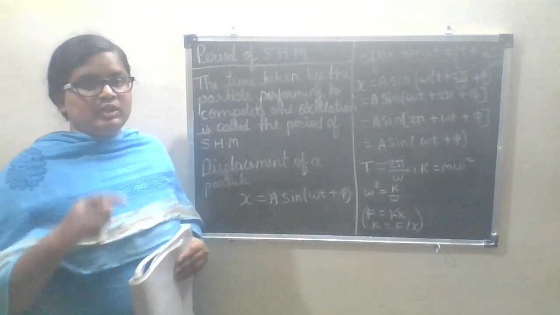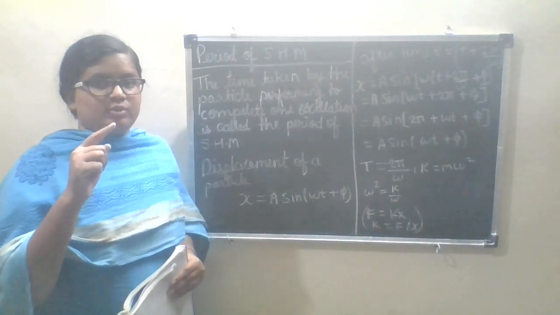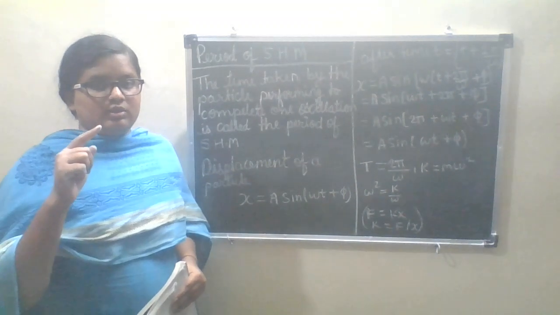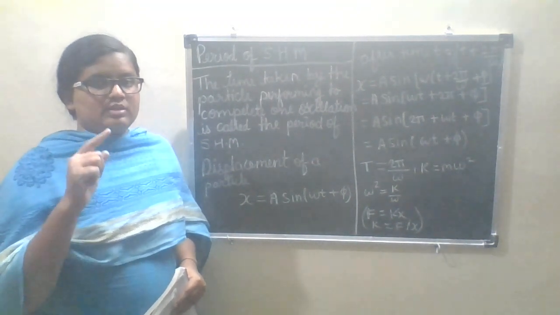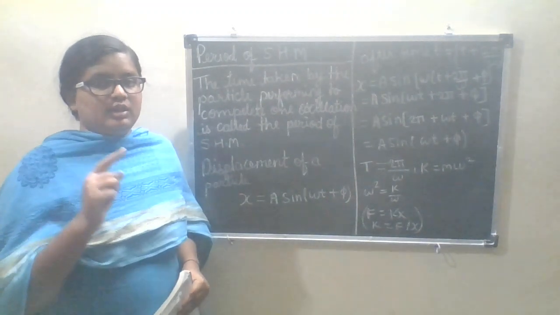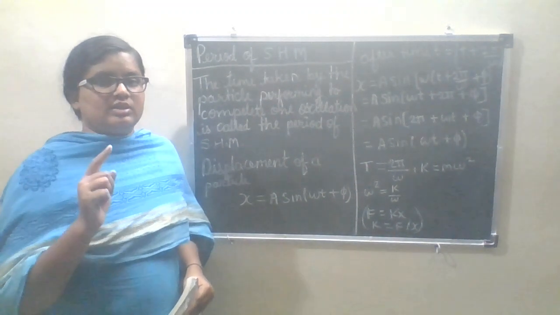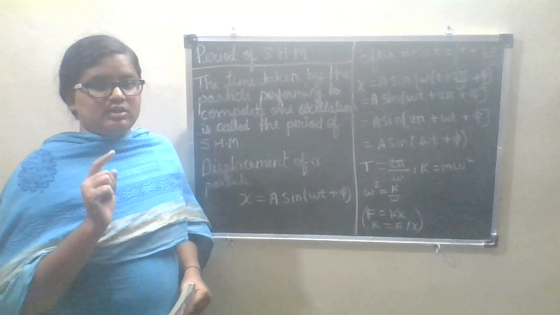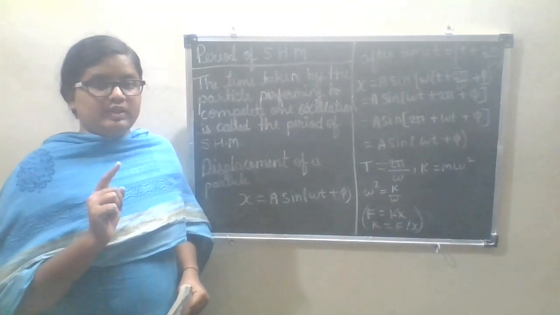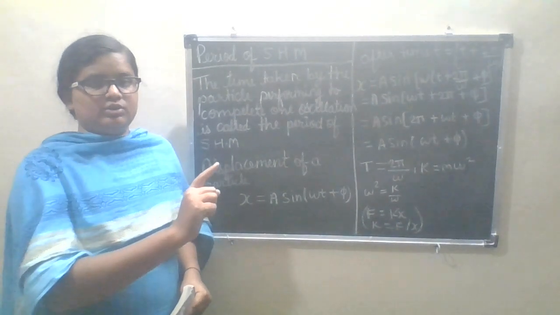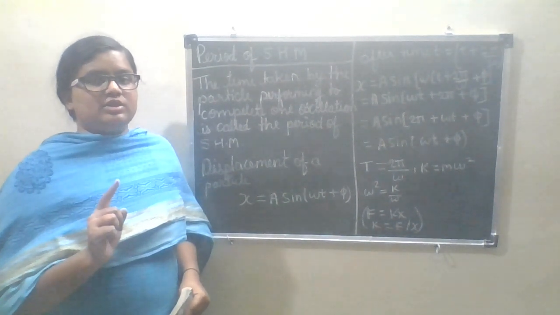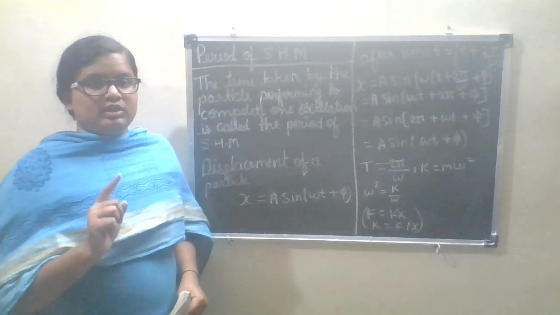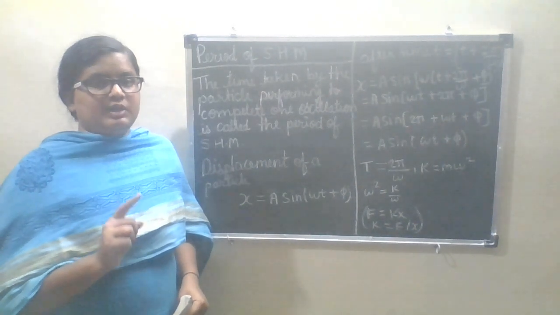Suppose the pendulum is starting from here, and the particle started oscillating here, again comes here, then again here to here, like this it oscillates. So when it starts from here and again comes back here, then it completes one oscillation. After completing one oscillation, this is called the period of a simple harmonic motion.